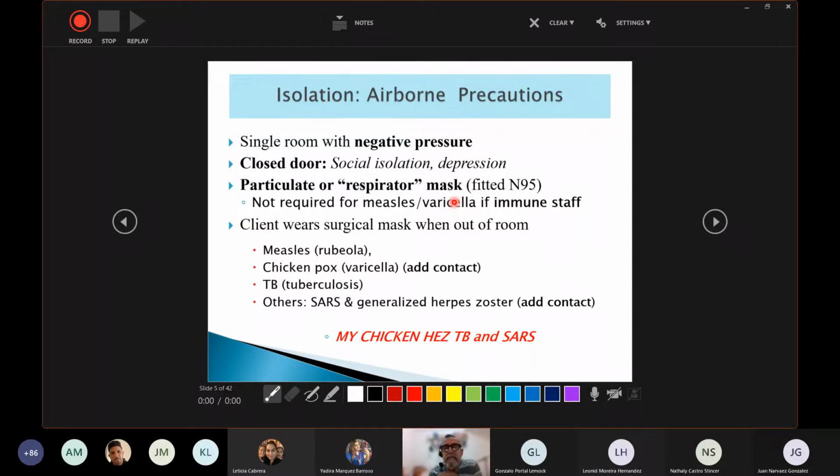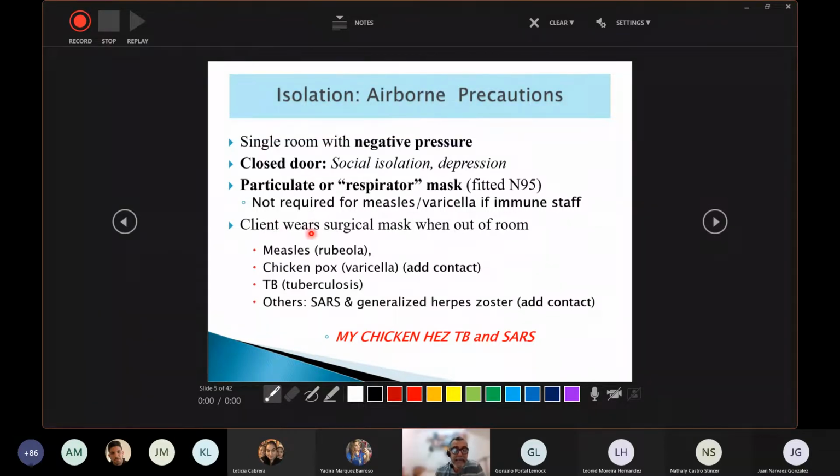If you have demonstrated immunity against measles or varicella, you don't wear the N95 to enter the room. There is no need of wearing the N95 to enter the room. Are we good? Only standard, not N95. Of course, tuberculosis always requires N95 because nobody is immune to tuberculosis. Okay, very well.